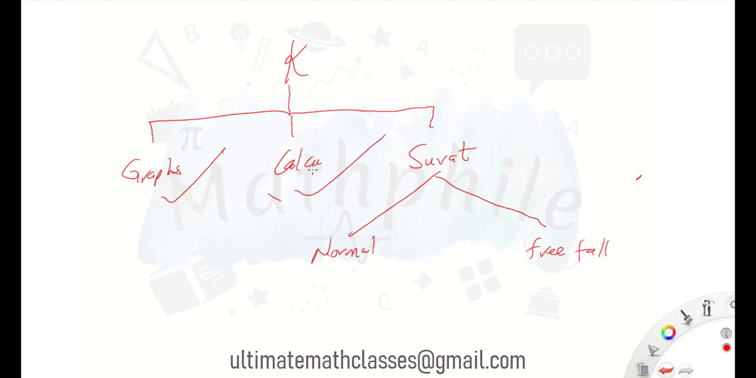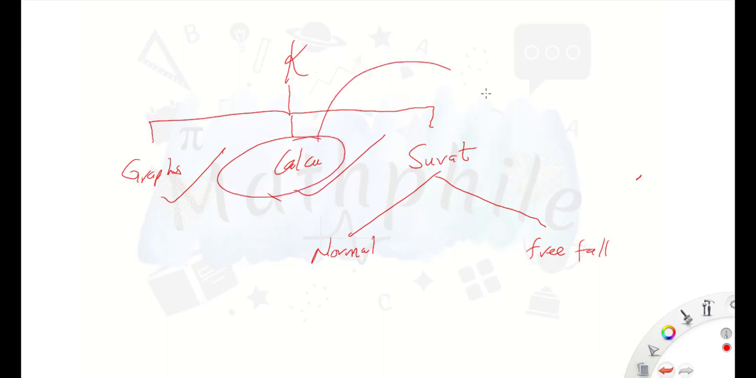I'm going to start this class by deriving the SUVAT equations using graphs. You should read around deriving the same SUVAT equations using calculus. In some books, you see this as constant acceleration formulas. I normally like to call them SUVAT equations, so please stick to that. There are two ways to derive them: the graphical method, which I'm going to do with you today, and we'll learn how to derive this using the calculus approach.